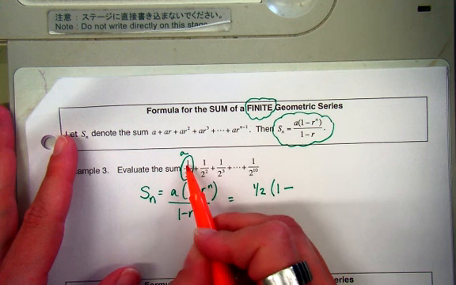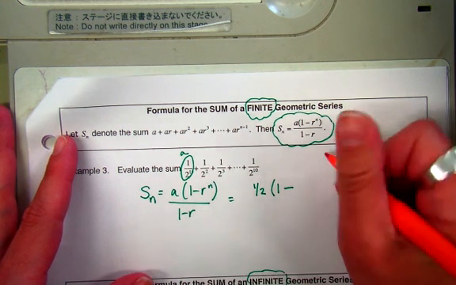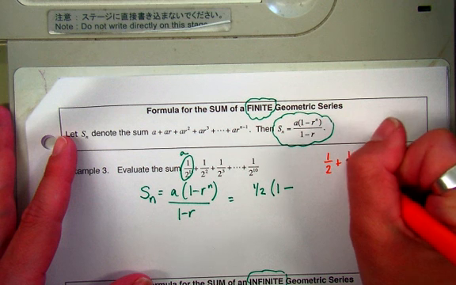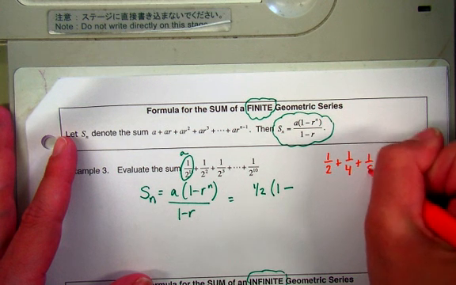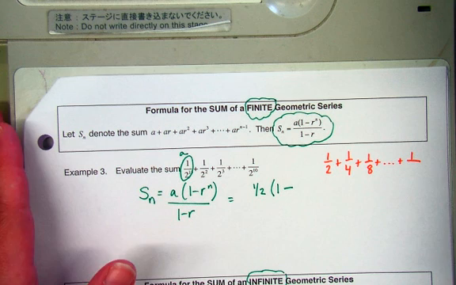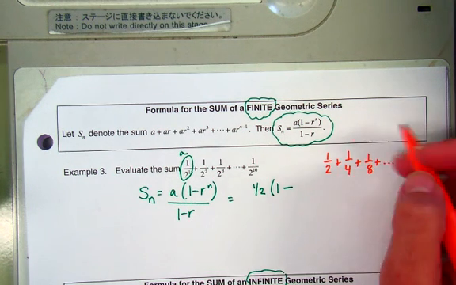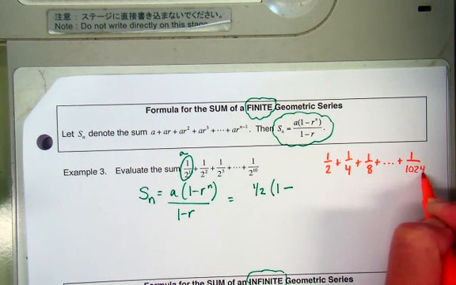What's happening here? I have 1/2, right? And then I have 1/4. I'm going to write this out. I have 1/2, and then I have 1/4, and then 1/8, and then all the way up until 2 to the 10th. What's 2 to the 10th? 1 over 1024. Okay.